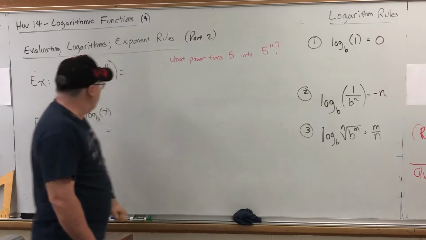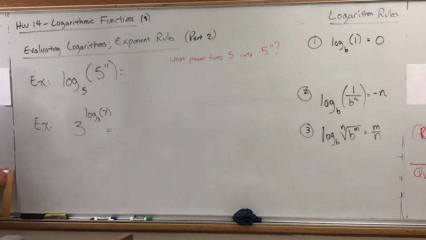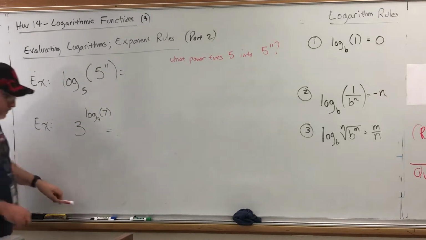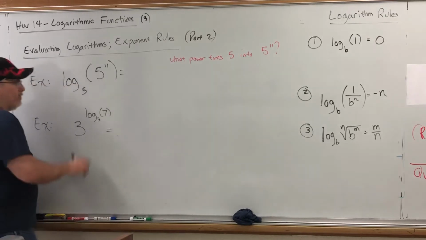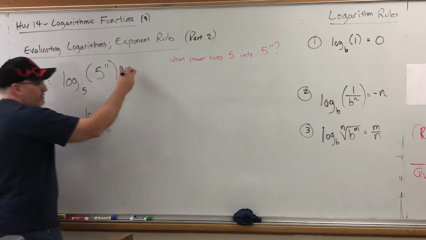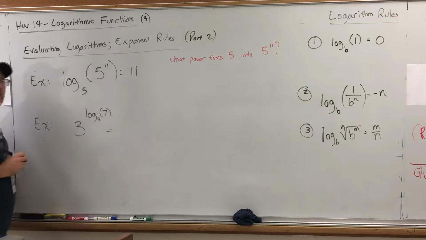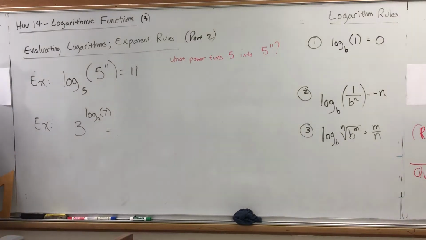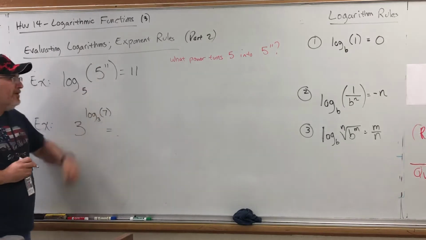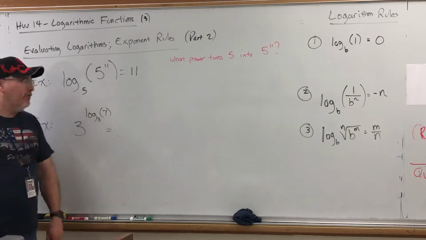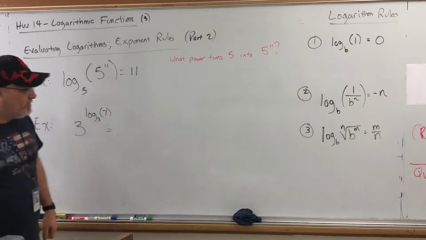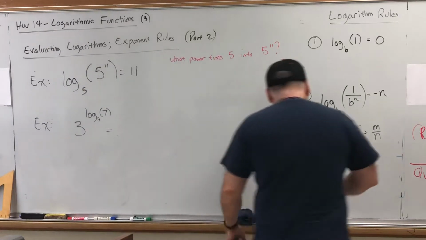How about that power? Isn't 11 the power I would put on 5 to turn it into 5 to the 11th power? As crazy as this problem may look, it actually gives you its answer. The power you would put on 5 to make it look like this is 11. And I didn't even need to know what 5 to the 11th power was, because the question wasn't, what is this equal to? The question is, what is the power? There it is. So we can turn this into a log rule pretty easily.